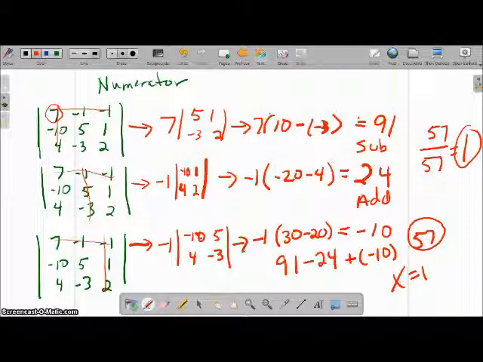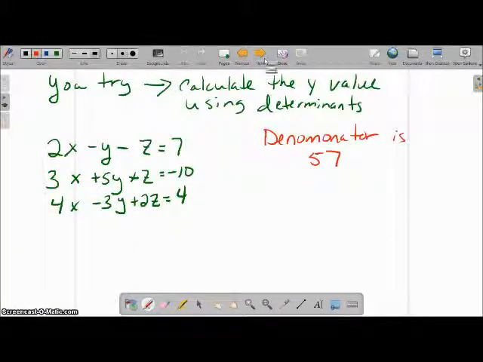Now I want you guys to give this a try. You're going to try to calculate the y value of the determinant. I wrote the equation again here, and you're going to try to find the y value. You have to just do one determinant and find the answer to this problem. Remember, 57 is your denominator. You just have to find the numerator.